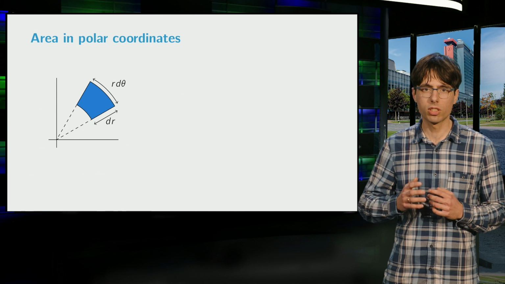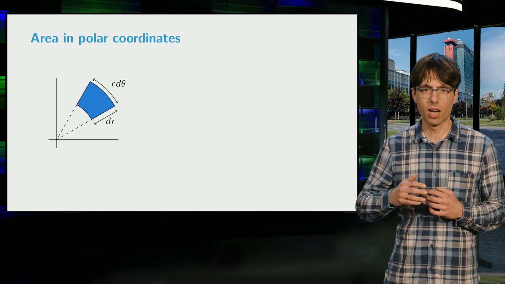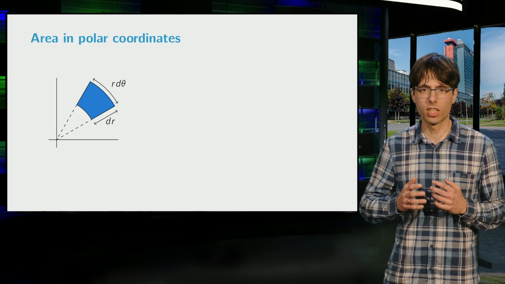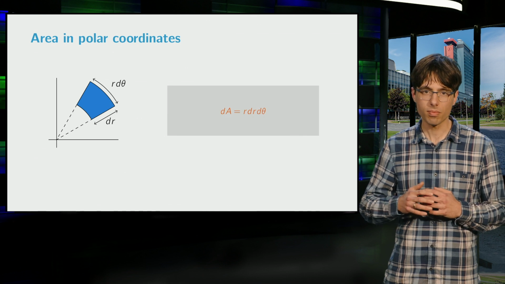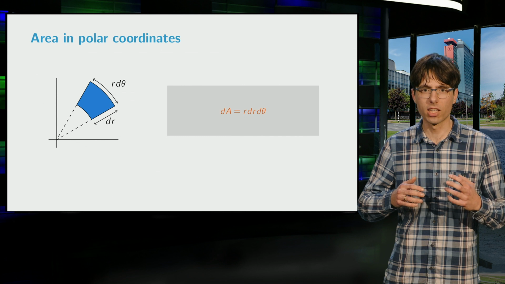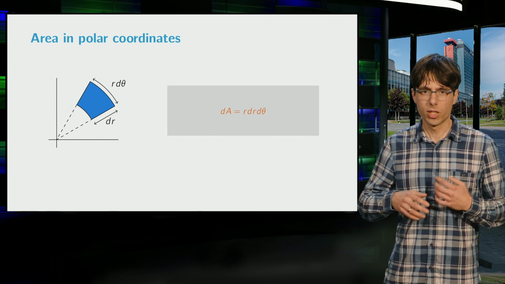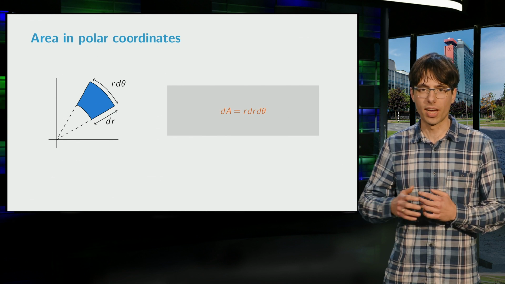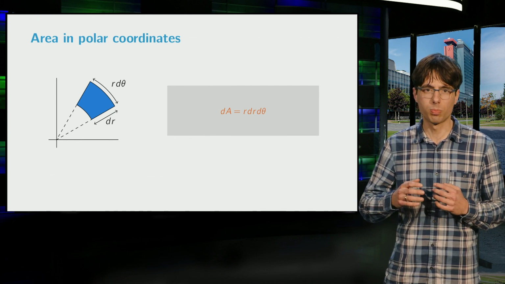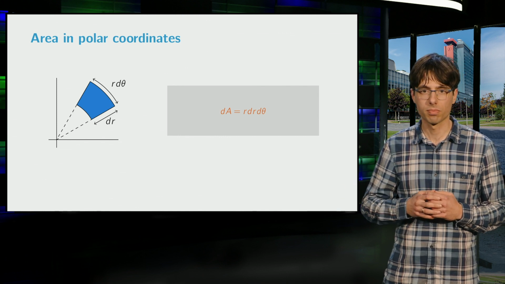Let's assume the difference in radius within this polar rectangle is dr and the difference in angle is d theta. Then the arc length of the curved side is given by r d theta. As such, the area is more or less the same as the area of a regular rectangle with sides dr and r d theta, which then becomes r dr d theta. Indeed, this area becomes bigger if the polar rectangle is further away from the origin.